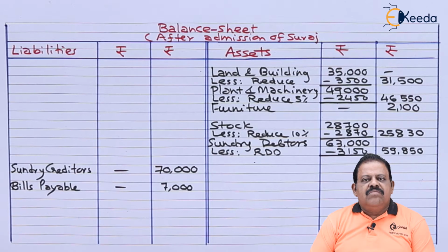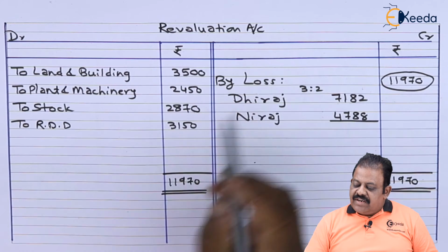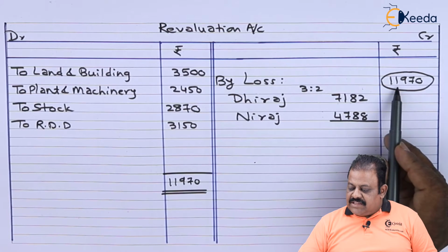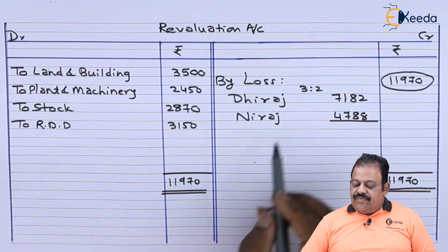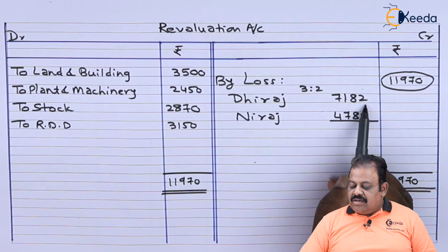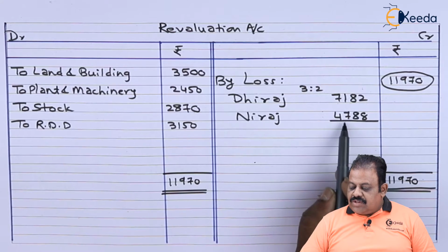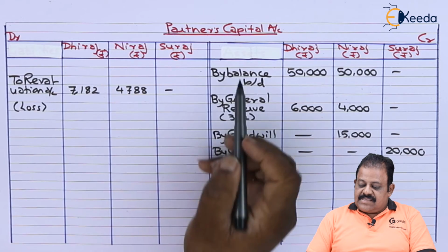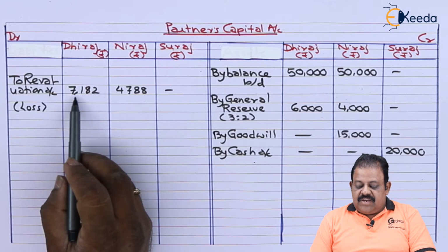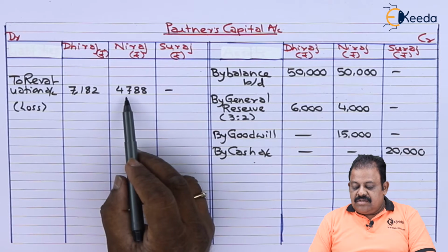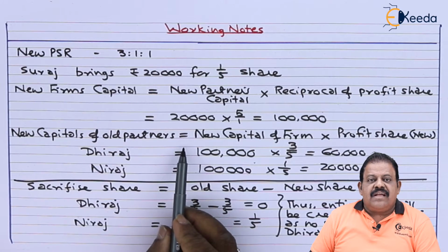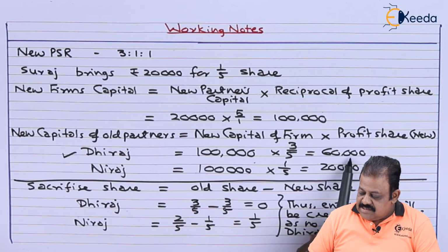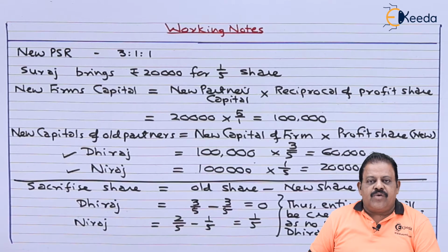Let us now close the revaluation account first. We have closed the revaluation account. We got a loss of 11,970. This loss is divided in the ratio of 3:2 between old partners Dheeraj and Neeraj. Share of loss for Dheeraj is 7,182 and for Neeraj 4,788. Partners capital account debit, loss transferred: 7,182 Dheeraj, 4,788 Neeraj. Partners capitals as per our working note are Dheeraj 60,000, Neeraj 20,000.